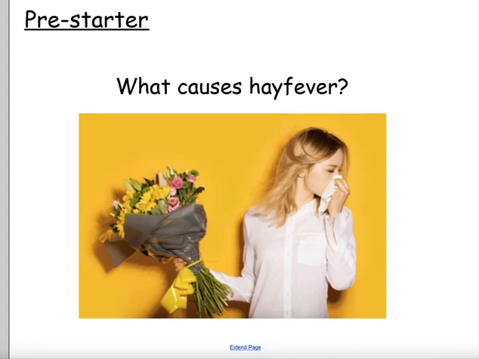Okay, so first thing to think about is what causes hay fever. So last lesson we looked at the male and female parts of the flower, and we looked at some of the bits that are produced by those parts in order for them to reproduce. So do you know which part causes hay fever? Maybe you have hay fever yourself. What is it that gets onto you that causes you to have that reaction?